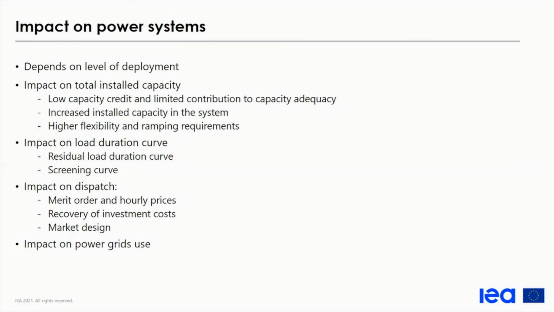But when we go beyond that, we begin to see some impact. Impact on total installed capacity. One key issue is the higher flexibility needs from the system, the higher ramping requirements. There is an impact on the load duration curve, an impact on dispatch, on prices, and consequently on market design. And finally, an impact on how the network is used, on how the network can accommodate this variability.